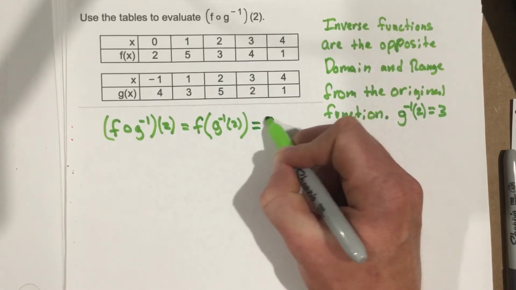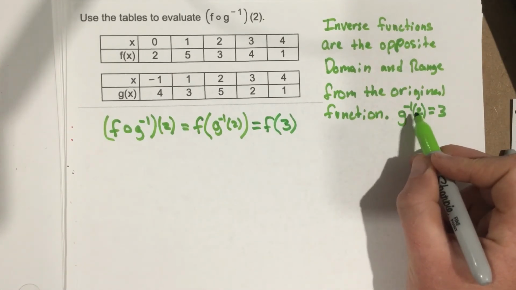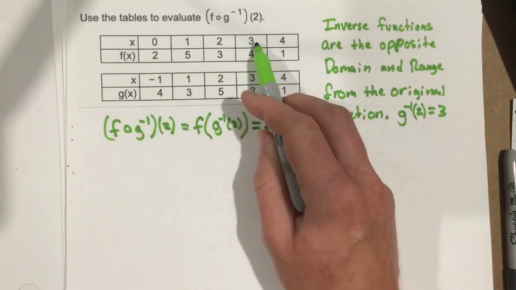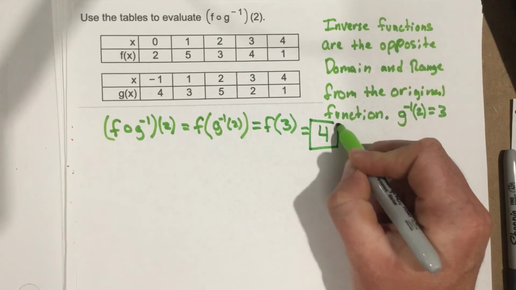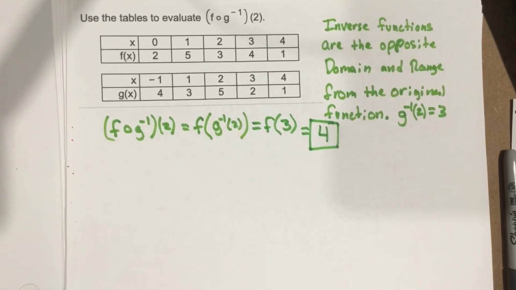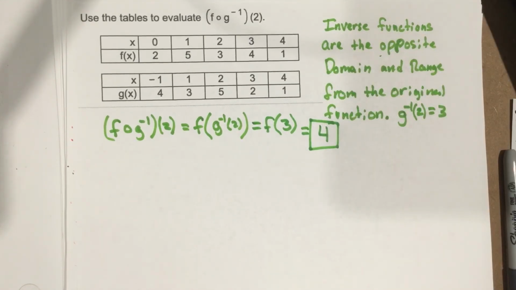So we end up with f of 3 when we evaluate f of g inverse of 2. So what is f of 3? Well, this we can just do straight away. We go to the input of 3, and that's 4. And so our solution for f of g inverse of 2 is 4. And all we got to know is that the inverse functions are opposite domain and range.